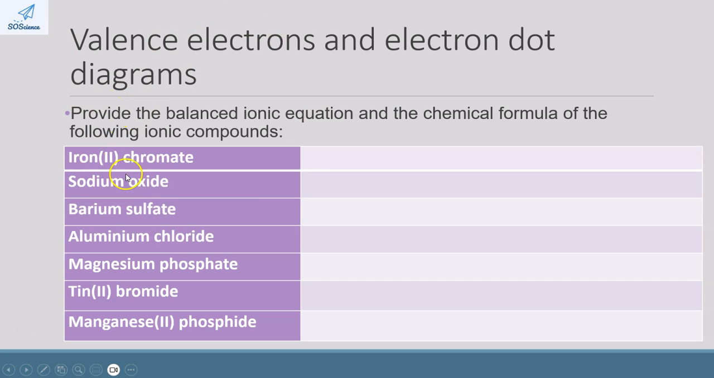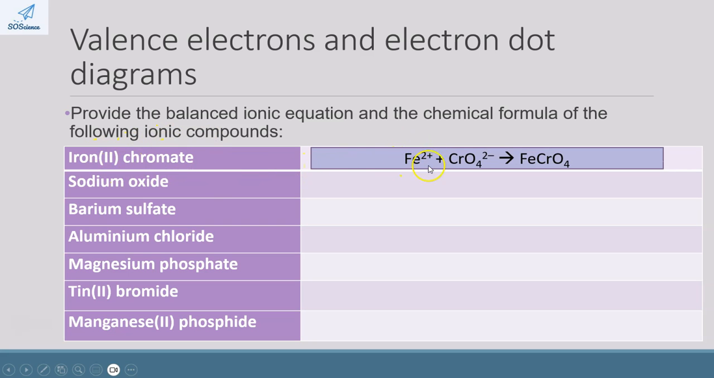The first one is iron 2 chromate. So first thing we need to do is figure out what the iron 2 ion is and what the chromate ion is. So it's Fe2 plus and CrO4 2-. Then the next thing we need to do is figure out the chemical formula of the product. Now, because iron gives away 2 electrons and chromate wants to gain 2 electrons, they come together in a 1-to-1 ratio. So it takes 1 iron 2 and 1 chromate to make 1 iron 2 chromate.